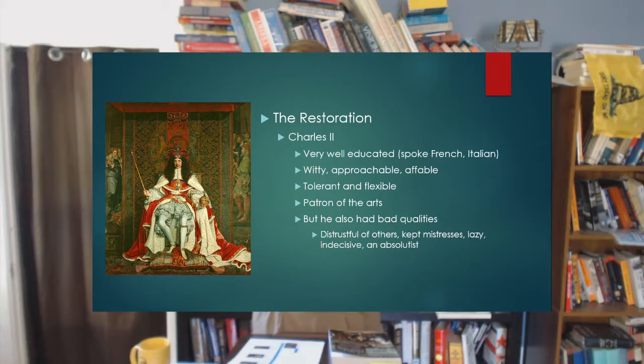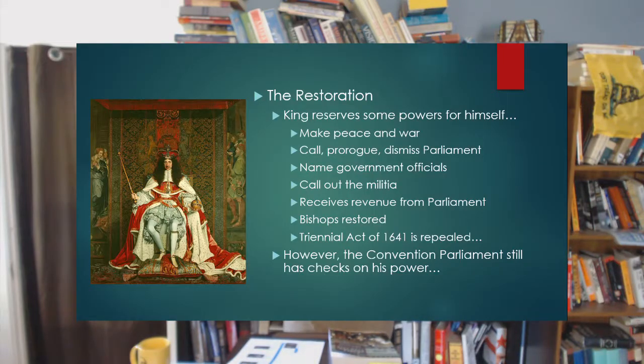Now, Charles II is very well educated. He's witty. He's approachable. He's tolerant and flexible. He's a big patron of the arts, but he's also distrustful of others. He has a lot of mistresses. He's an absolutist. Now, he reserves some powers for himself. You know, he can make peace and war. He can call or prorogue or dismiss Parliament. He can name government officials. He can call out the militia. But the Parliament also limits these powers. So we still don't know who's supreme in England, the monarchy or Parliament.